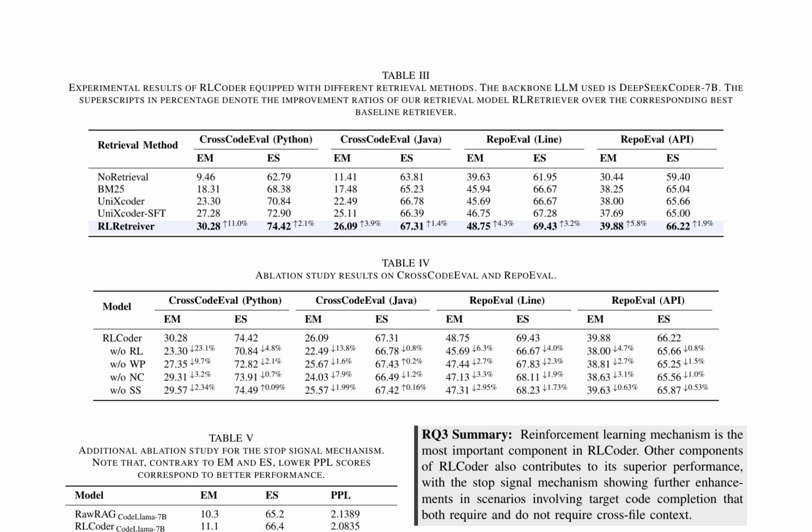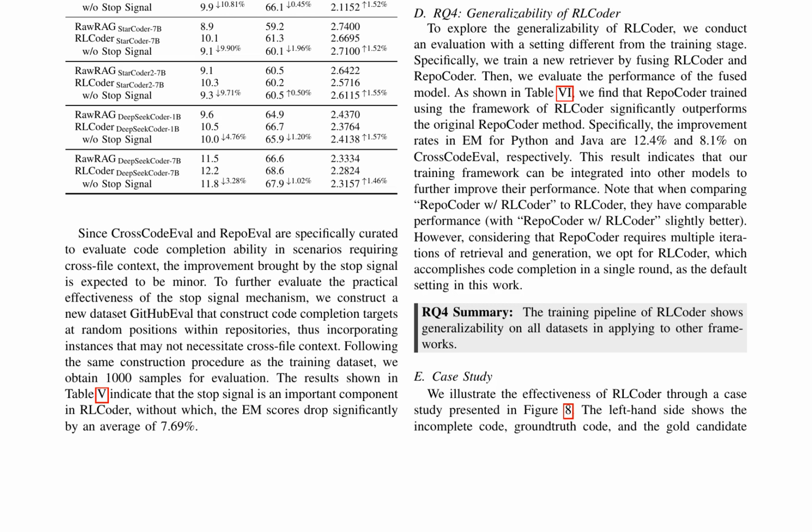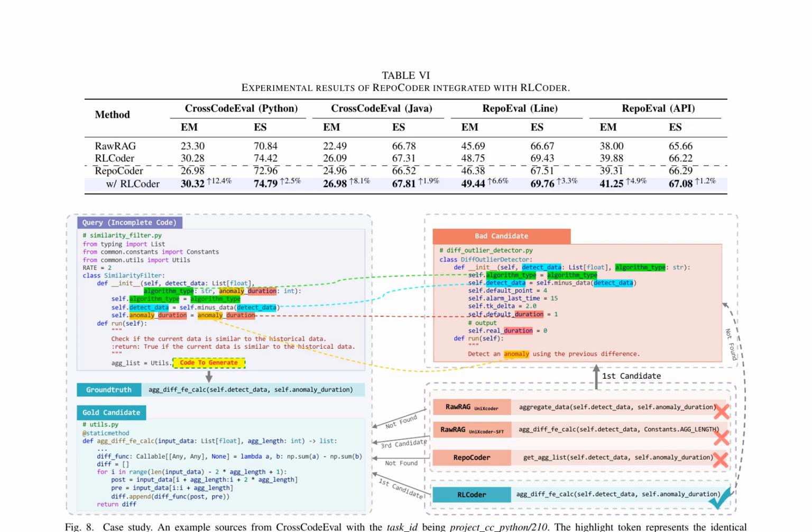Experimental results on CrossCodeEval and RepoEval demonstrate the effectiveness of RLCoder, particularly with the stop signal mechanism. The ablation study shows that the reinforcement learning component is the most important, while other components also contribute to its performance. The generalizability of RLCoder is explored by integrating it with RepoCoder, leading to improved performance.